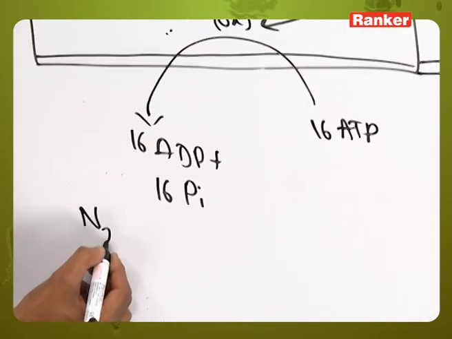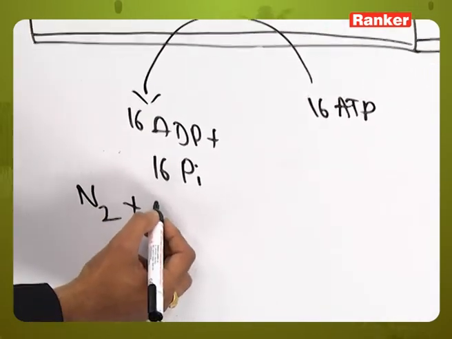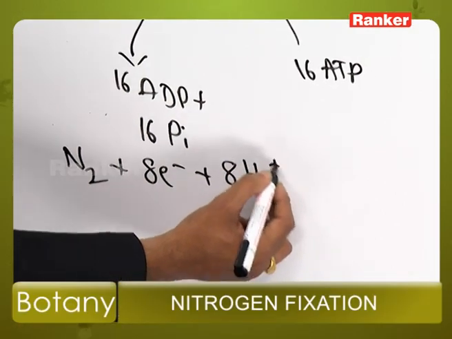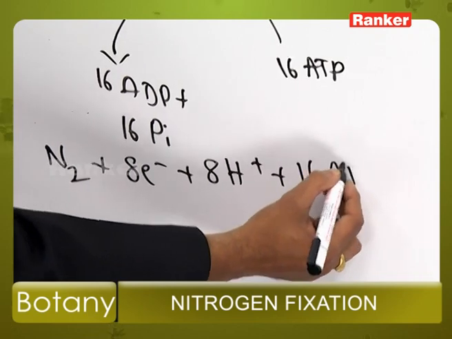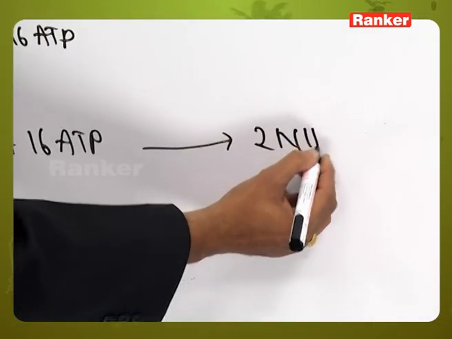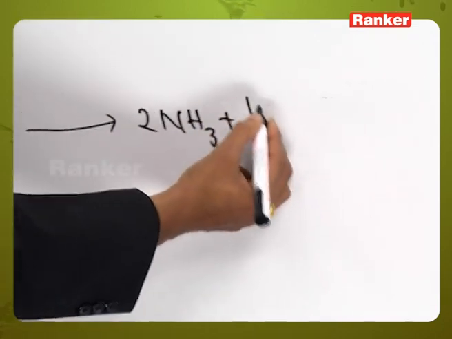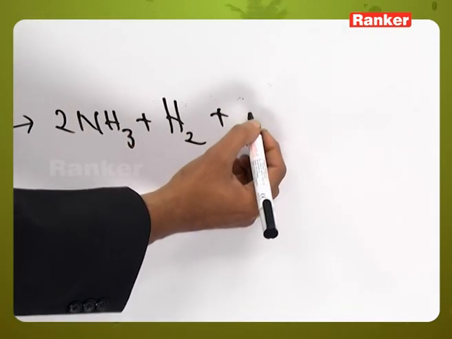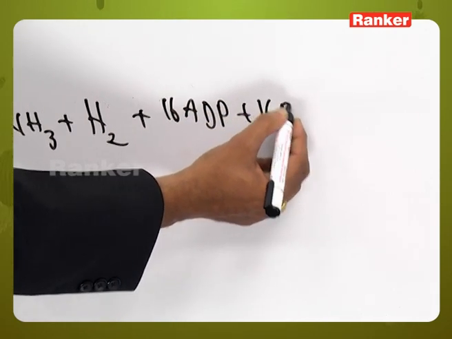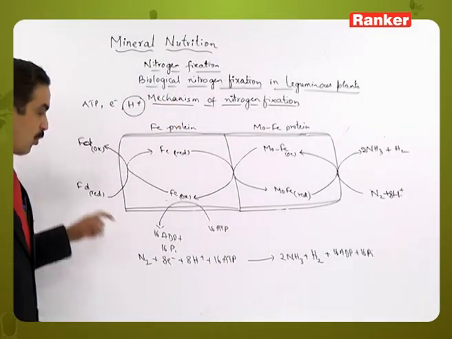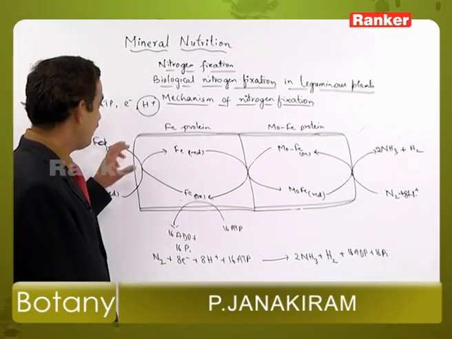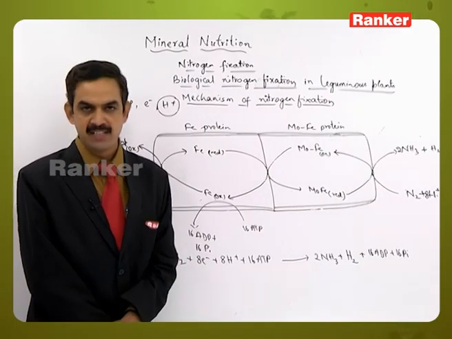So, the entire reaction will be: 1 mole of N2 plus 8 moles of electrons and 8 protons plus 16 ATP converted into 2 moles of ammonia and hydrogen, along with 16 molecules of ADP and 16 molecules of inorganic phosphate. So, this is the overall reaction related to the mechanism of nitrogen fixation where the dinitrogenase is participating.